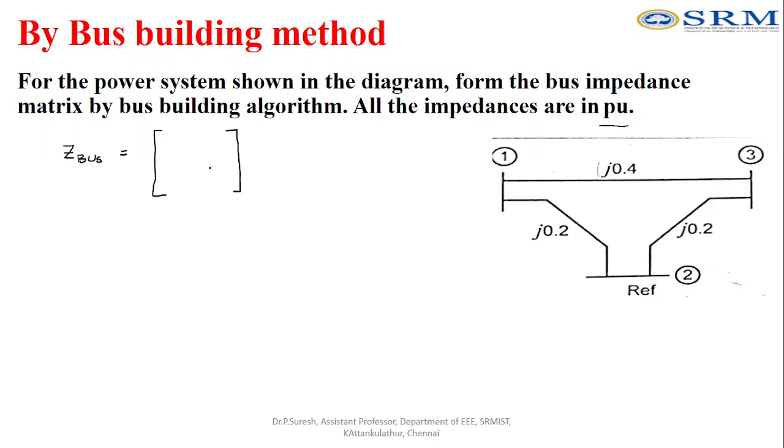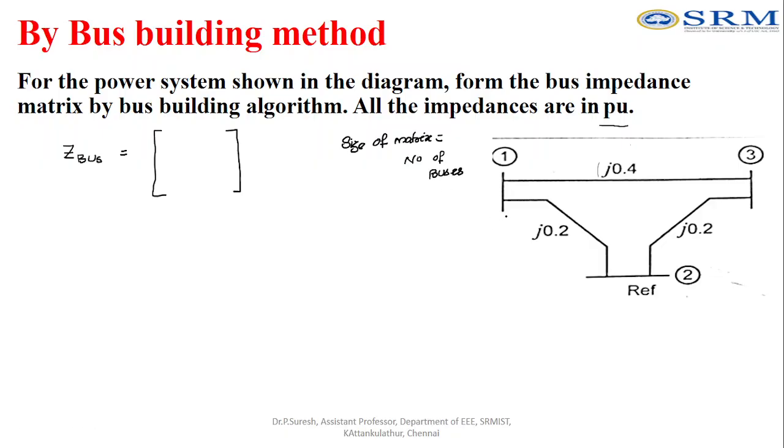So how many elements are here? That is nothing but the size of the matrix, right? For the power system, we are going to construct the bus impedance matrix, that is going to be a final matrix. Then what is the size of the matrix? For finding the size of the matrix, we have to consider the number of buses. So normally the size of the matrix is going to depend upon the number of buses.